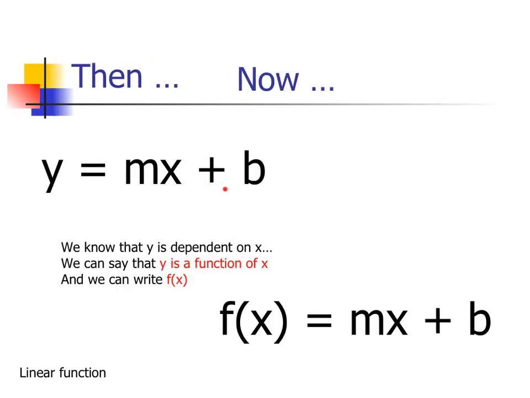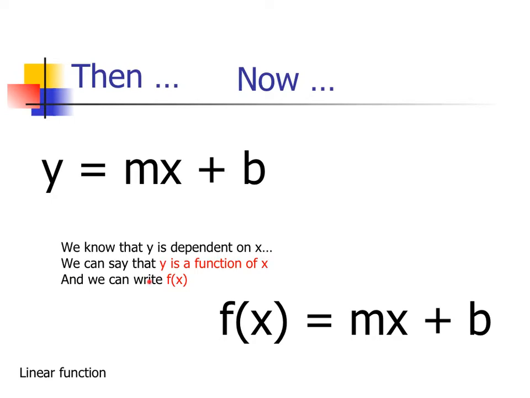In the past, grade 9 in fact, we used y equals mx plus b. At that time we knew that y is dependent on x. Y depends on x. X is the independent variable, y is the dependent variable. And we can say that y is a function of x. So y is the function, the line in this case, and x is the other variable.